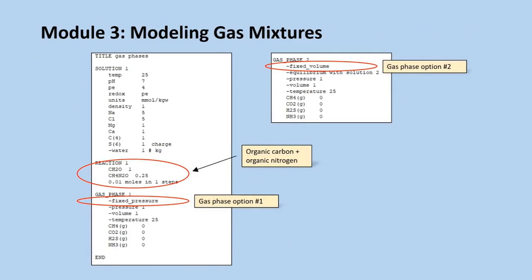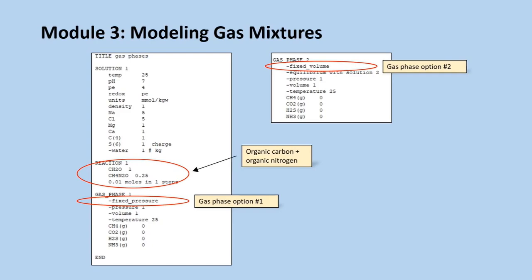So turning to gas mixtures now, we're going to start by specifying a typical starting groundwater composition, and then again adding some organic carbon as a reactant to bring about chemically reducing conditions, just like we did in the last problem we just discussed. Gas phases are defined under a gas phase keyword block and can be defined as either fixed pressure or fixed volume.